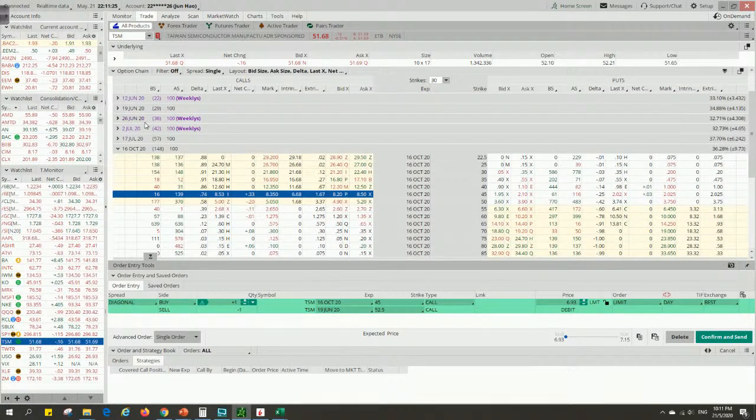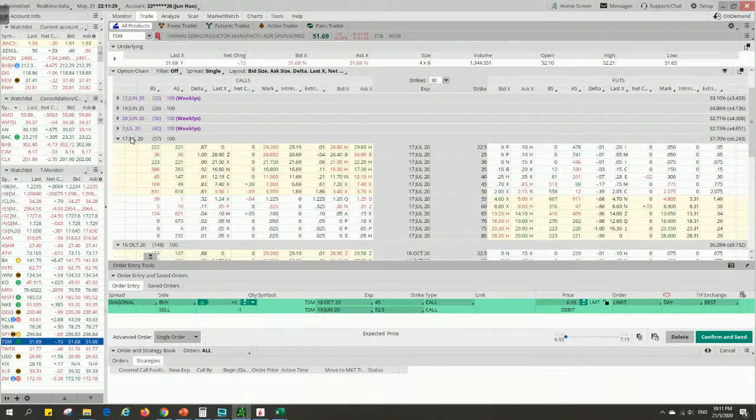When that happens, I'll look at the next call contract that is 30 days to expiration, and I'll sell another call option that is one strike out of the money. By doing this, I'll be able to capture the gain in the stock, the profit that is given by the gain in the stock price.